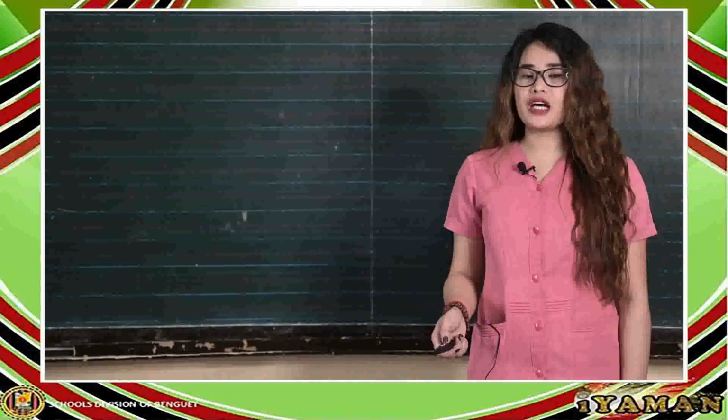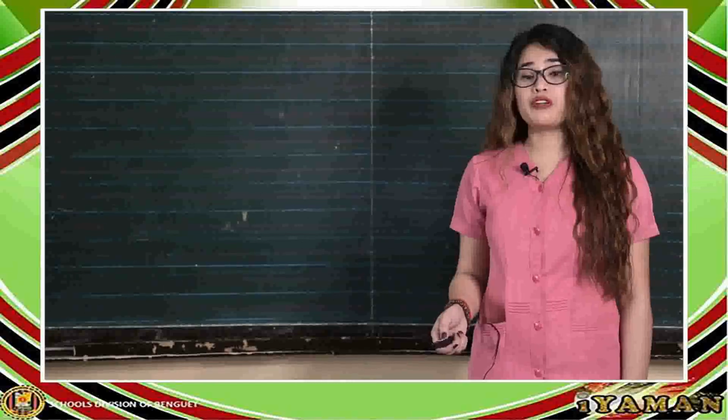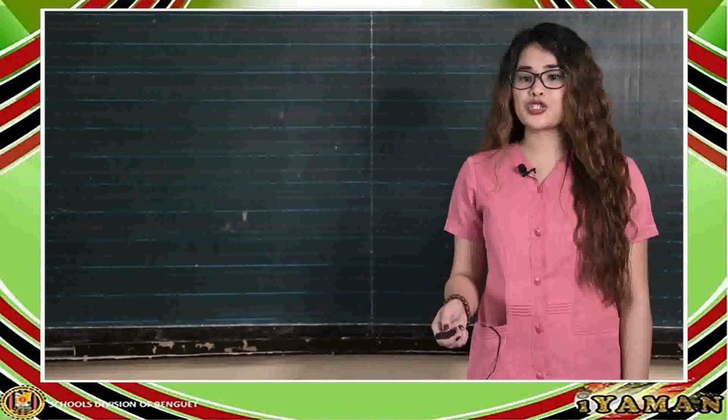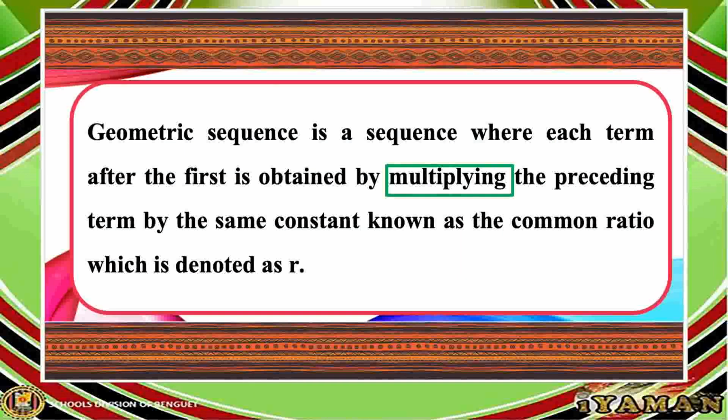So at this point of time, I know you are ready. Let's have a brief recap of the previous lessons. Recall that a geometric sequence is a sequence where each term after the first is obtained by multiplying the preceding term by the same constant known as the common ratio.